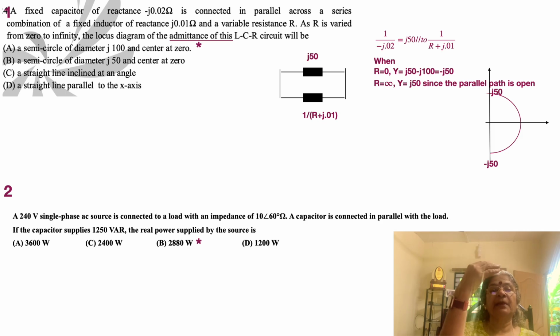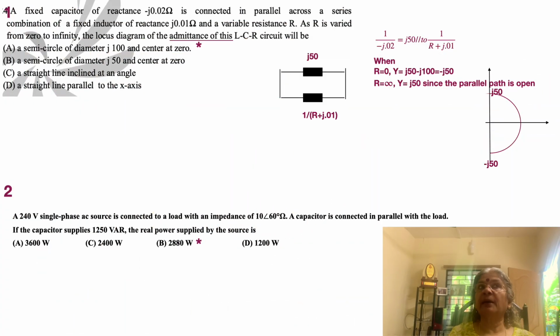There is the reactance of minus J 0.02, so a capacitor should come to your mind, because only a capacitor has negative reactance. And then parallel to it, there is a resistor-inductor combination where the resistor alone varies. As R is varied from 0 to infinity, the locus diagram of the admittance of this LCR circuit will be... Okay, so please focus on the admittance. So let's think in terms of admittance.